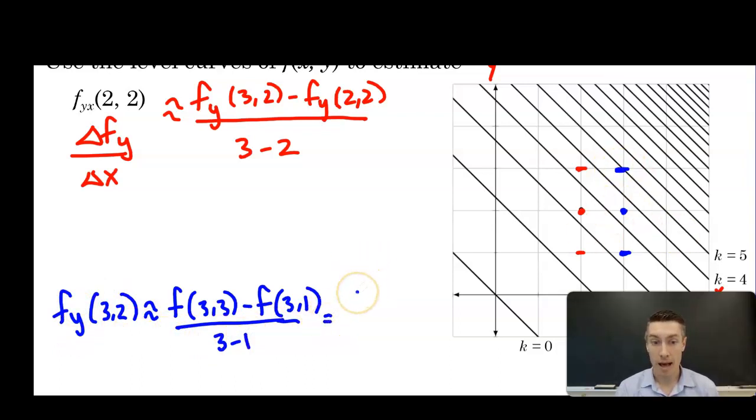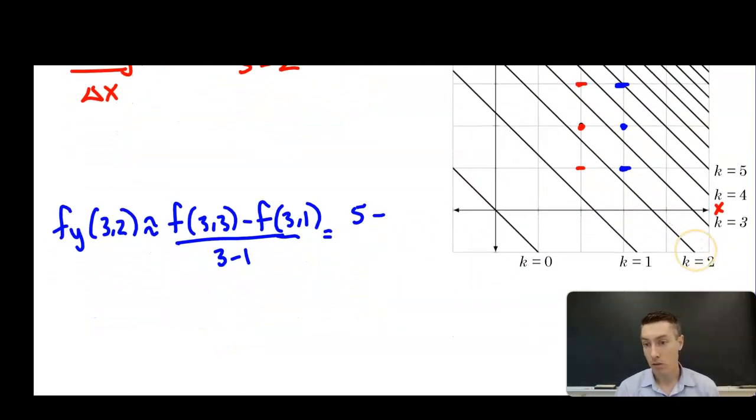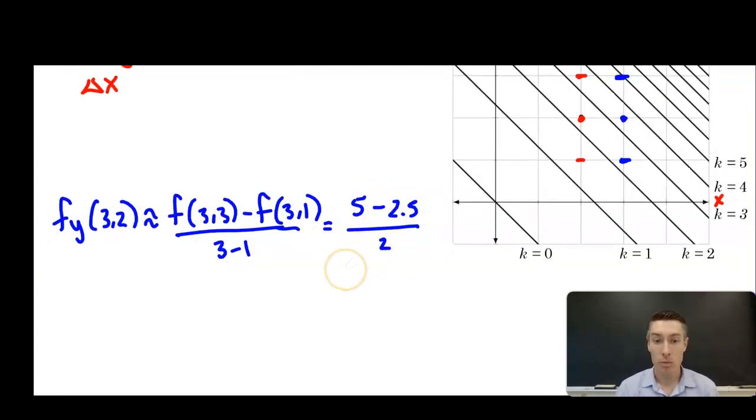So we have 5. That points exactly on a level curve. And then if we scroll down, it's 2 and 3, and we're in between. I'm just going to use 2.5 for ease of computation. It is an estimate, so we don't have to worry ourselves too much about being perfectly accurate. And if we evaluate that, that's going to be 2.5 over 2, which is 1.25. All right, so that's our estimate for that first partial with respect to y.